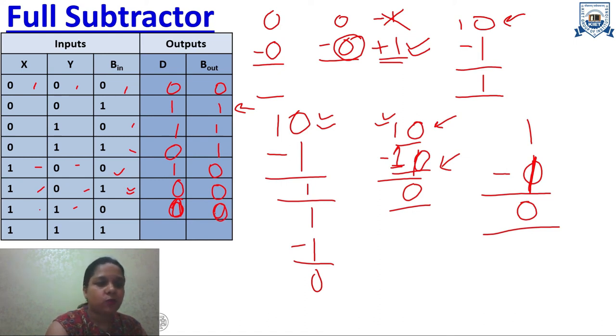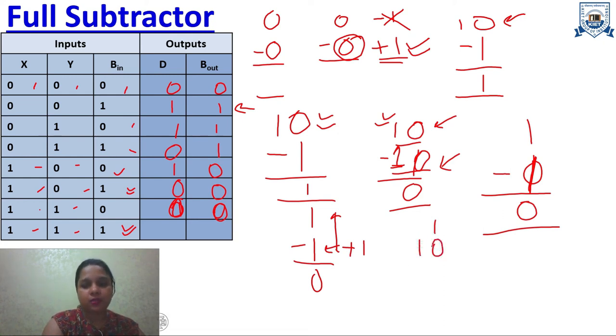Now we will move to the next 1 minus 1. This is the case 1 minus 1, but we are having 1 over here. If we are having 1 over here, we will add 1 to this place. So this will be 1. 1 plus 1 is 2. 2 is written like this.